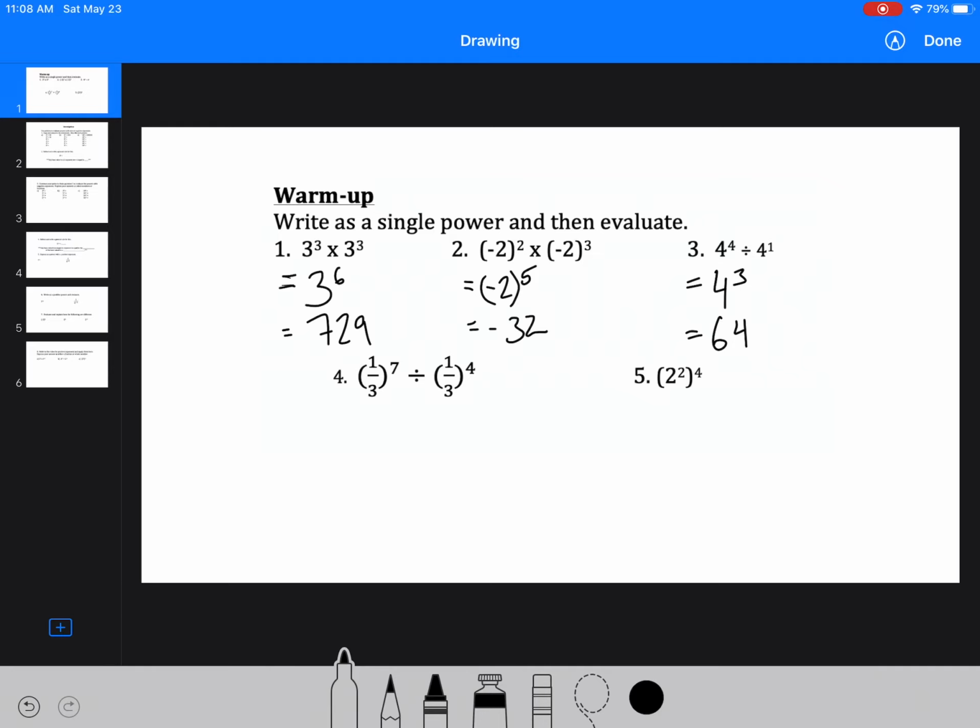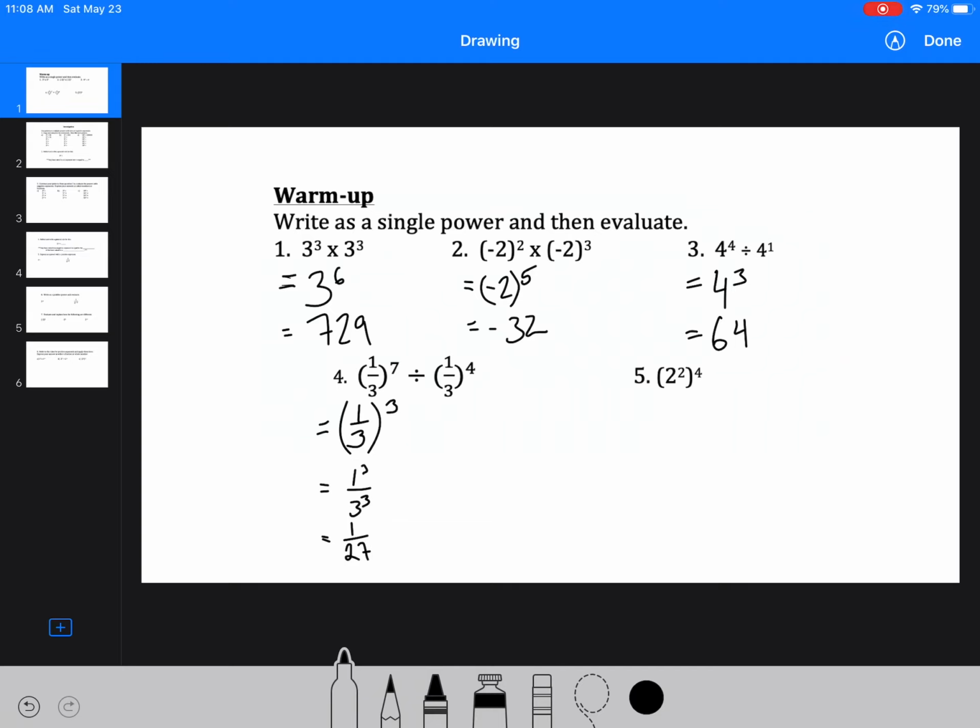This one's a little bit harder. What we have to look at is we have our common base, and our common base is actually that whole fraction. We're dividing, so it's going to end up being 7 minus 4, which is 3. And what this is equal to, I'm going to write one more step in, is 1 to the 3 over 3 to the 3. Well, that's just going to be 1 over 3 to the 3, which is 3 times 3 is 9 times 3 again is 27.